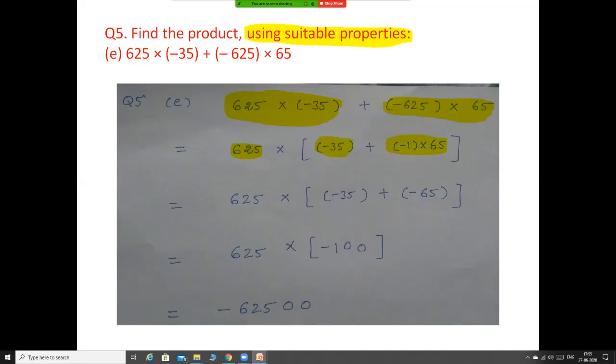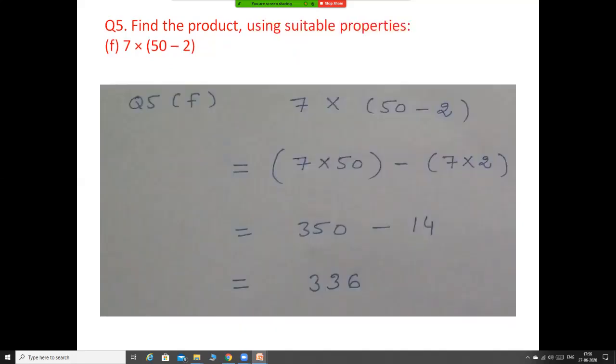Now what is going to happen now? This minus 1 multiplied with 65 will become minus 65. So in the closed bracket, adding these two integers, what is the answer? Answer is minus 100. So now again we see there is no need of rough calculation. We can multiply these two integers very easily. What is the answer? Minus 62,500.